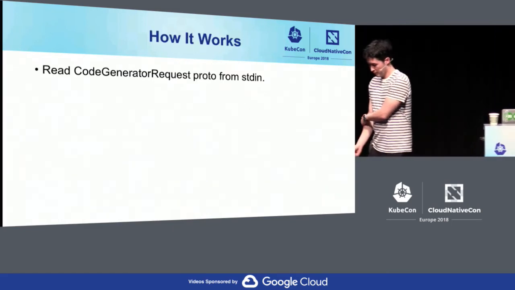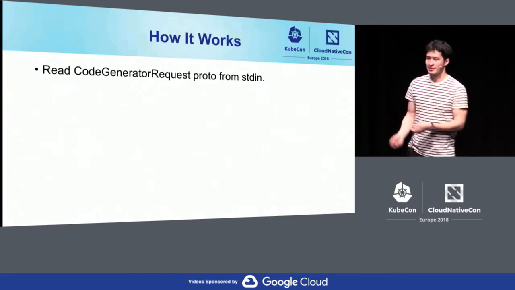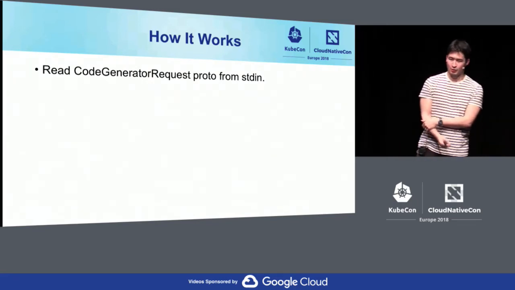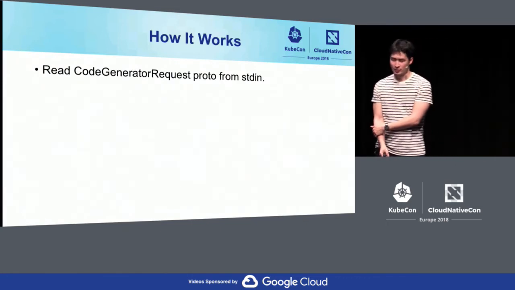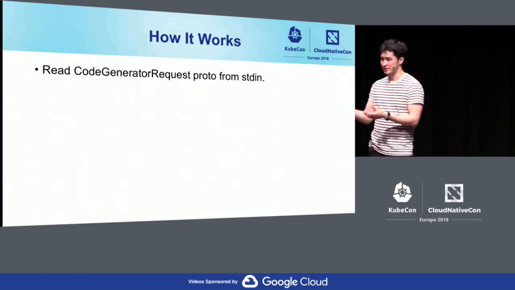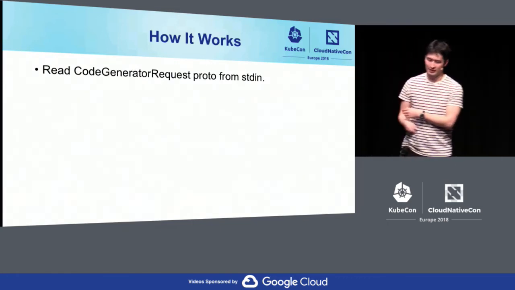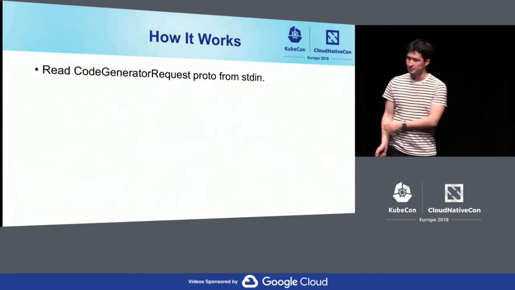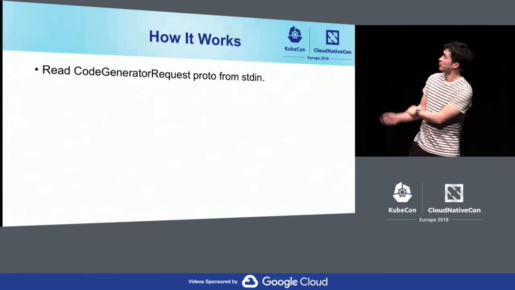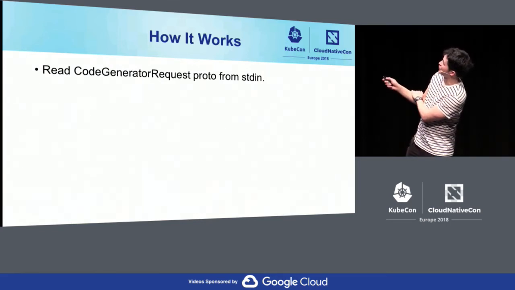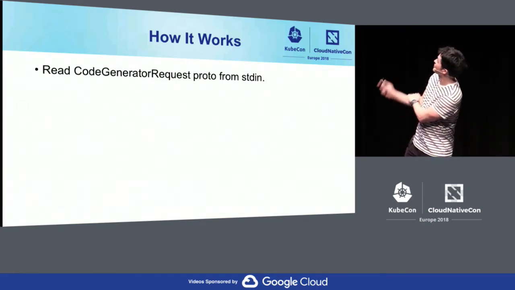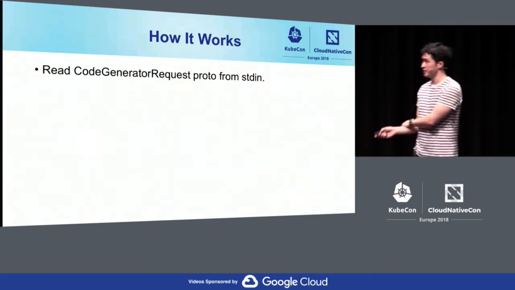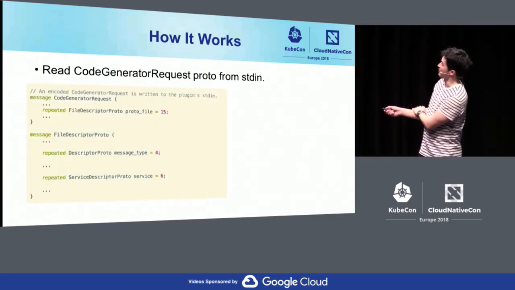So the way it works is the same way any Protobuf compiler plugin works. When you run the Protobuf compiler, you pass it the list of plugins, which is what we're doing in that Maven configuration there. And then the compiler will write serialized code generator request protos to standard in, and your plugin is responsible for reading those. And it looks something like this.